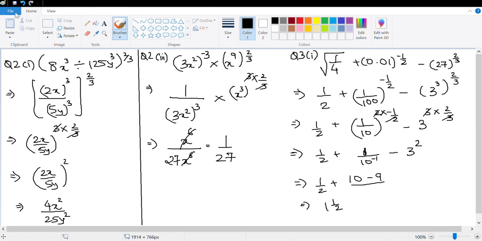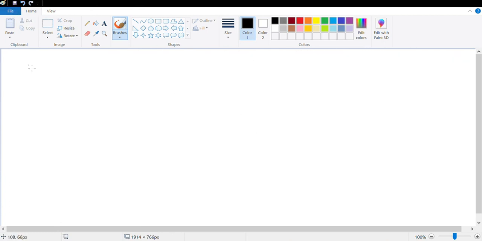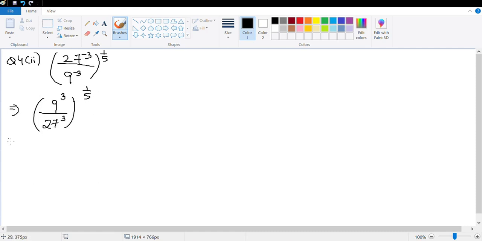Question number 4, part 2. Let's start. Question 4. The one that we do is question 4, part 2. Perfect. Question 4, part 2 is (27 to the power negative 3 upon 9 to the power negative 3), everything raised to the power 1 upon 5. So let's see what can be done. So if this is negative power, it moves on to the top, so this becomes 9 cubed, and this comes in the denominator, so that's 27 cubed raised to the power 1 upon 5.